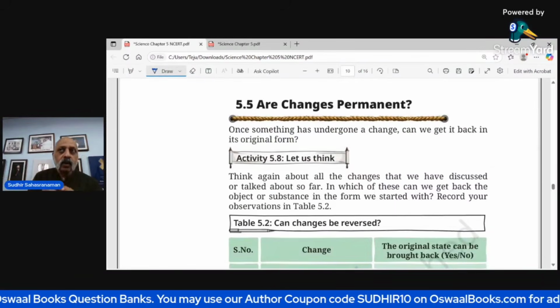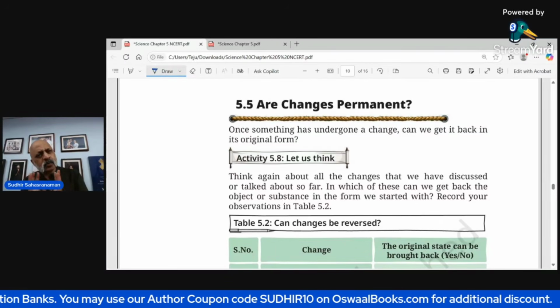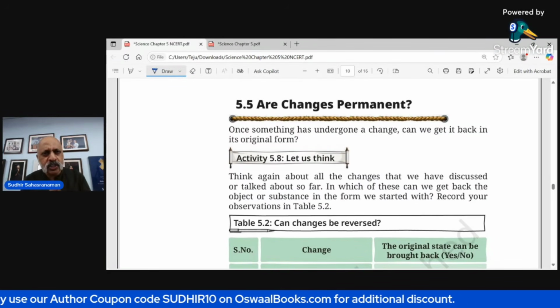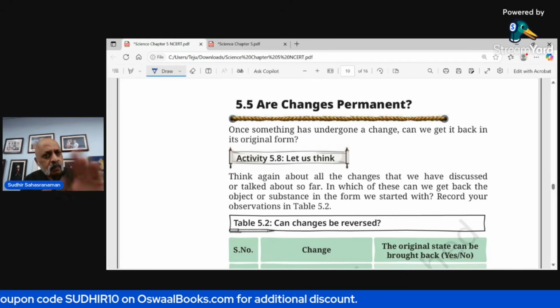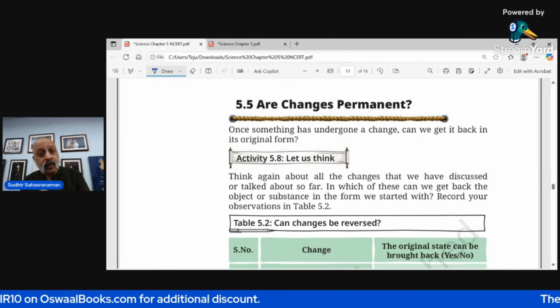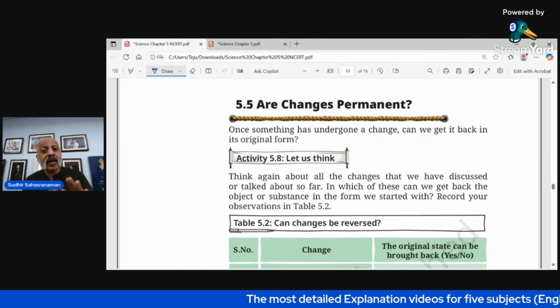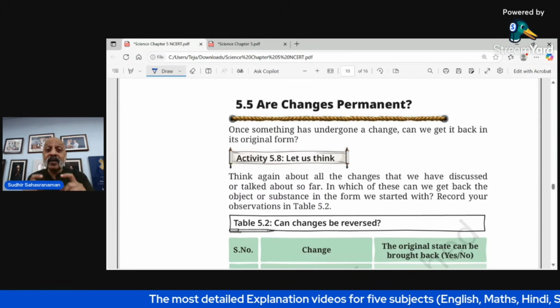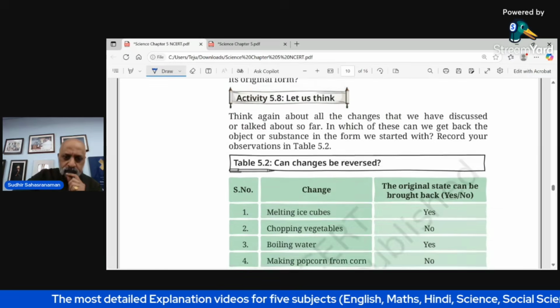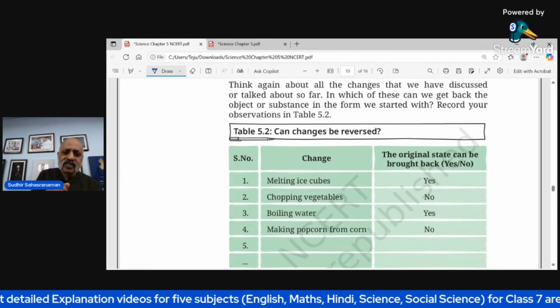Okay. Now, then it comes about, are chemical changes permanent? Once something has been changed, can it be changed back or not? So other than that, we need to understand whether changes are permanent. In some cases, changes are permanent. In some cases, changes are not permanent. They are temporary. Okay. So here there are some examples like melting ice cubes.